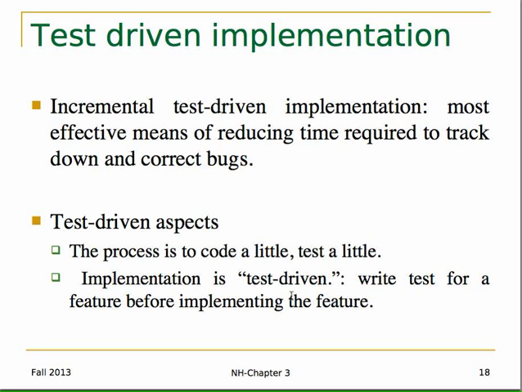You might think, well, that doesn't make sense because you have to have something to test before you can test it. Well, turns out you just set up a shell of a method and then you sort of fake test it, and then you set up your test first, and then once you're satisfied with setting up the test, then you put in what you want to go into that method that you're testing. So incremental test-driven implementation is the most effective means of reducing time required to track down and correct bugs.